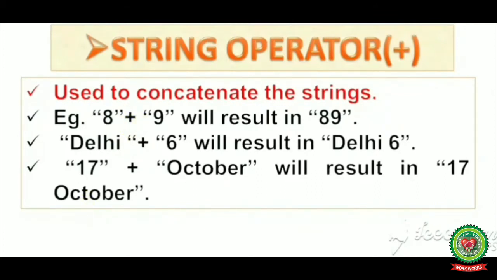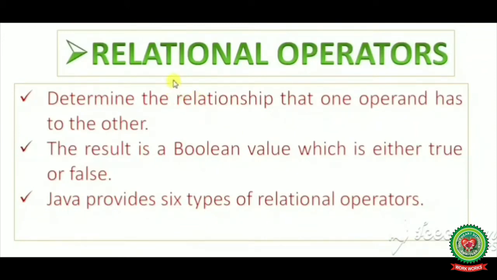Clear students? The next operator is relational operators. Relation means to make the relationship between the operands. Determine the relationship that one operand has to the other. The result is a Boolean value. Boolean means true or false, which is either true or false. Java provides 6 types of relational operators. So how many types of relational operators in Java? 6 types.